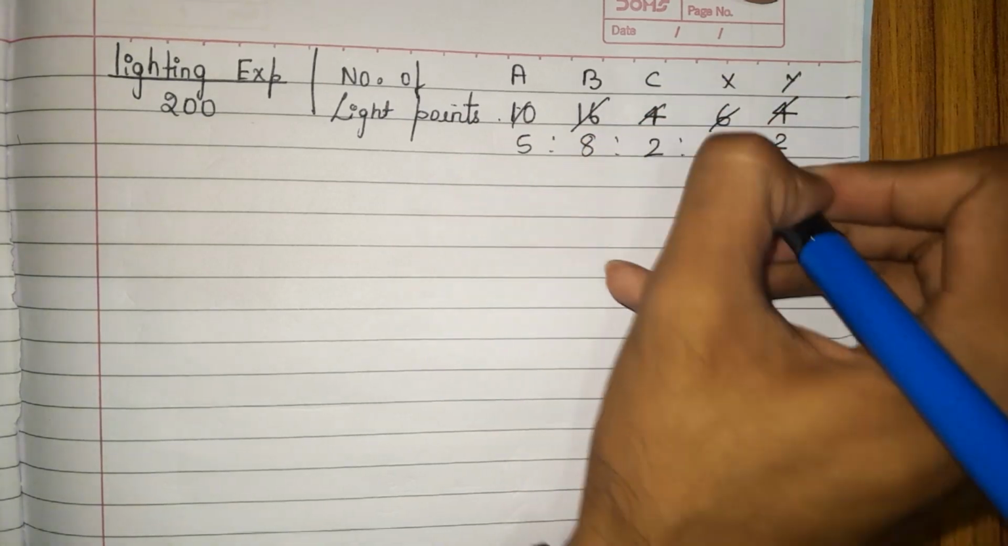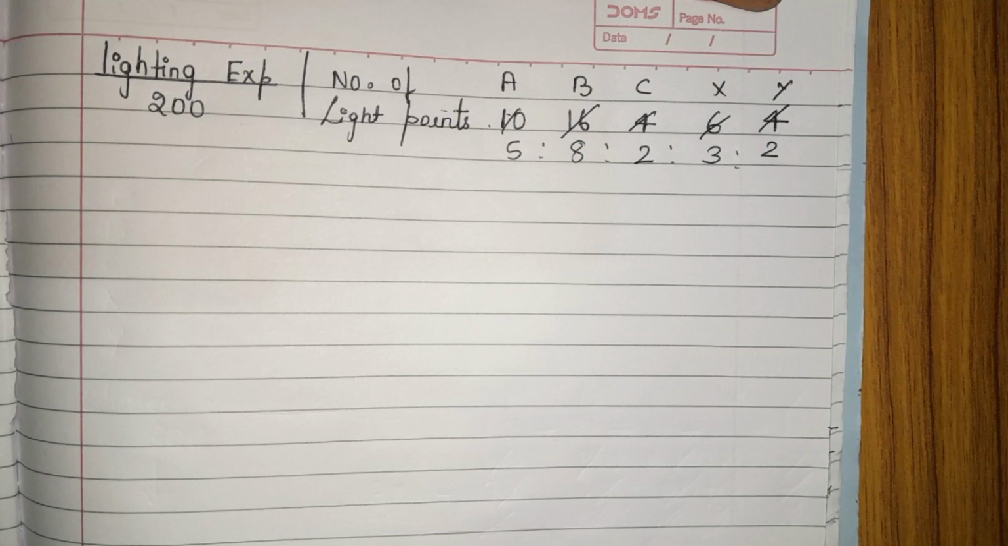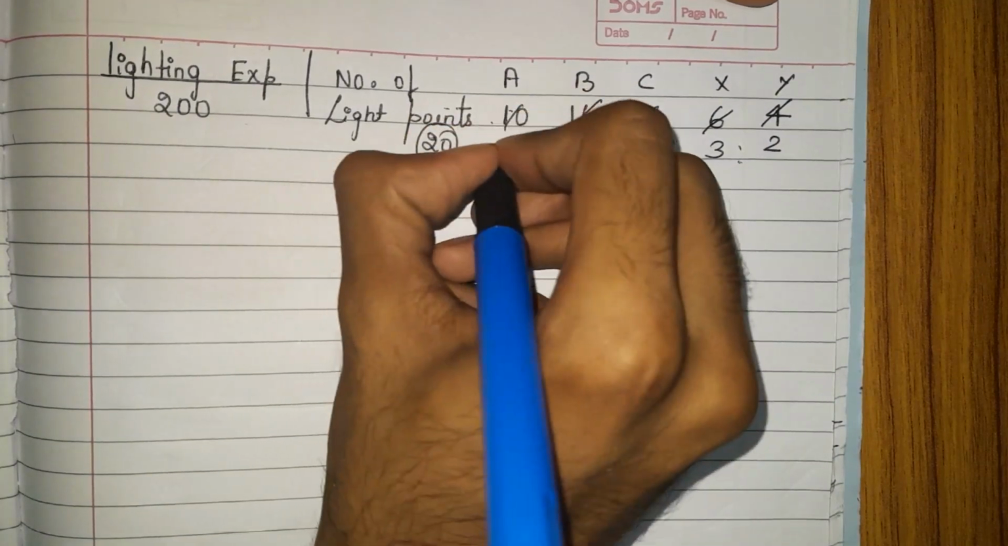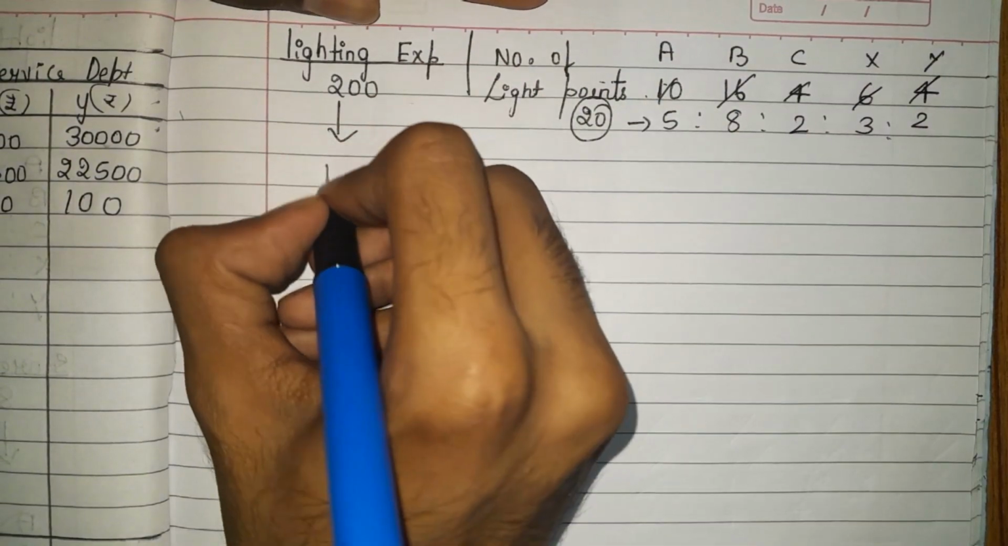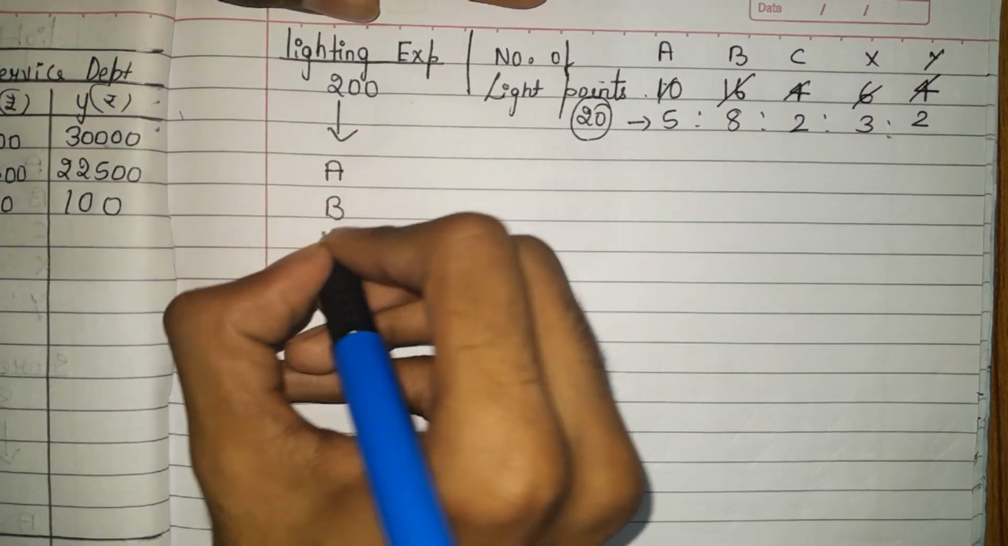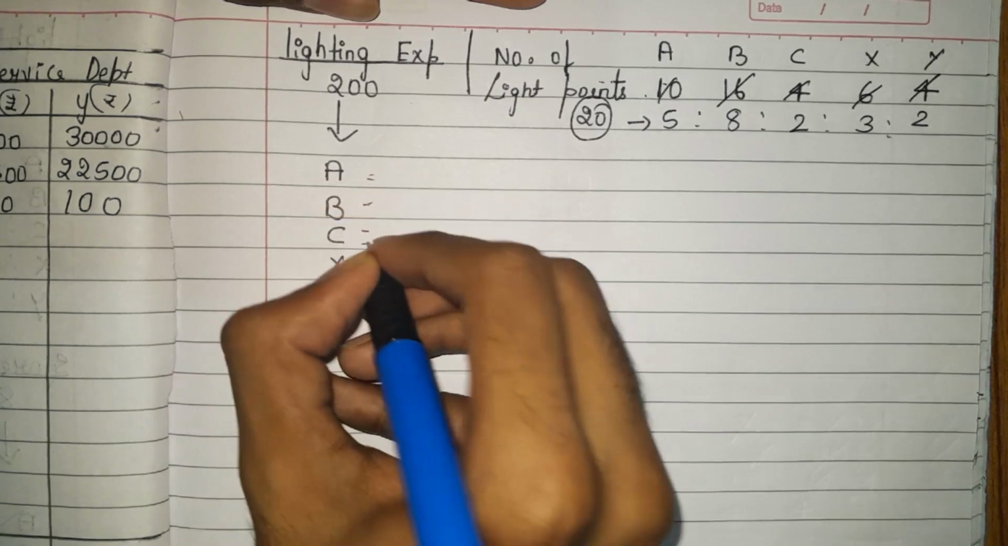So this will be the ratio. 5 plus 8 plus 2 plus 3 plus 2, the total will be 20. Now based on this we need to divide this 200 rupees among the various departments, that is A department, B department, C department, X department and Y department.